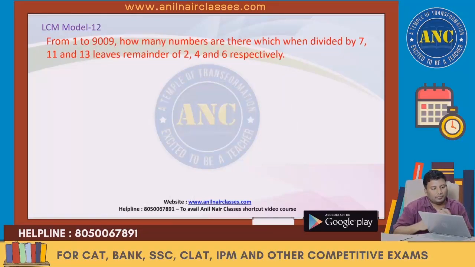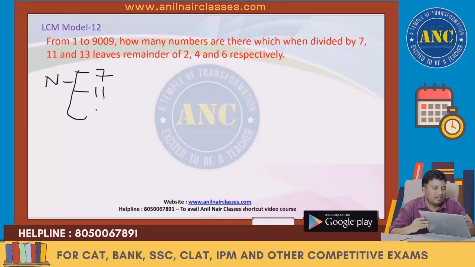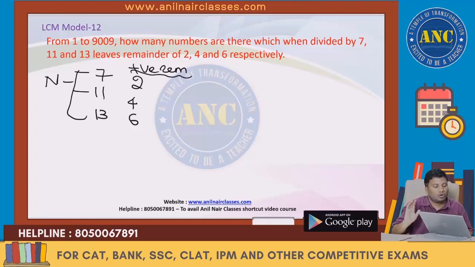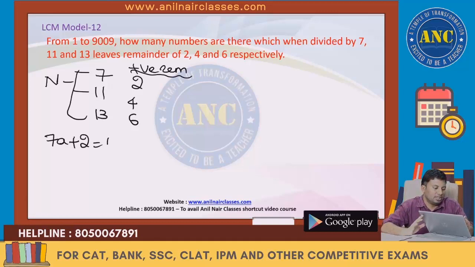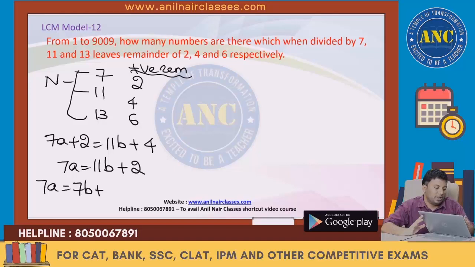How many numbers when divided by 7, 11 and 13 give positive remainders 2, 4 and 6? There is no correlation. First case is 7a plus 2. Second case is 11b plus 4. 7a equals 11b plus 2. 7a equals 7b plus 4b plus 2.